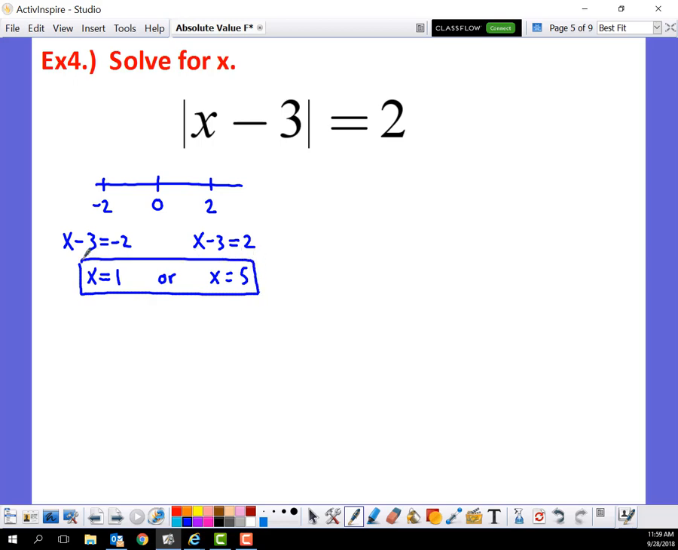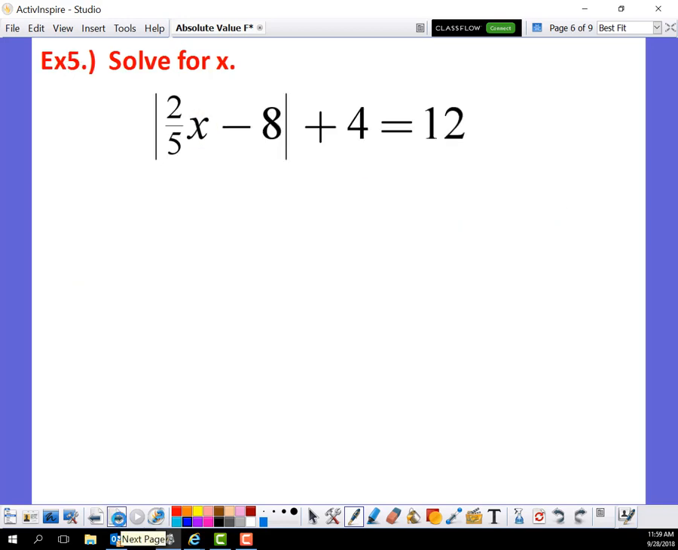Again, you can probably check these mentally. If I plug a 1 in for x, 1 minus 3 is negative 2. So we get 2 equals 2, which checks. And if I plug a 5 in for x, I get 5 minus 3 is 2, and the absolute value of 2 is positive 2, which also equals 2. So both of those answer choices work.